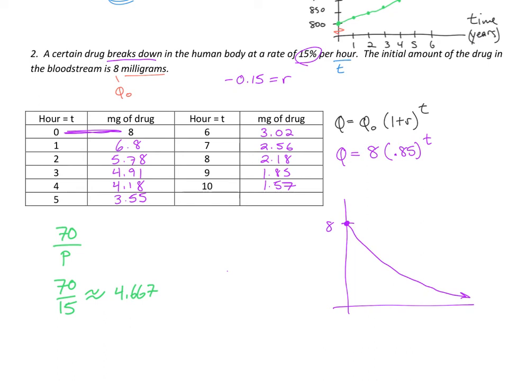Sure. If we take a look then, how long does it take for 8 milligrams of the drug to turn into 4? Well, somewhere between 4 and 5. Well, yep, that is a number between 4 and 5 hours. It's 4.66.